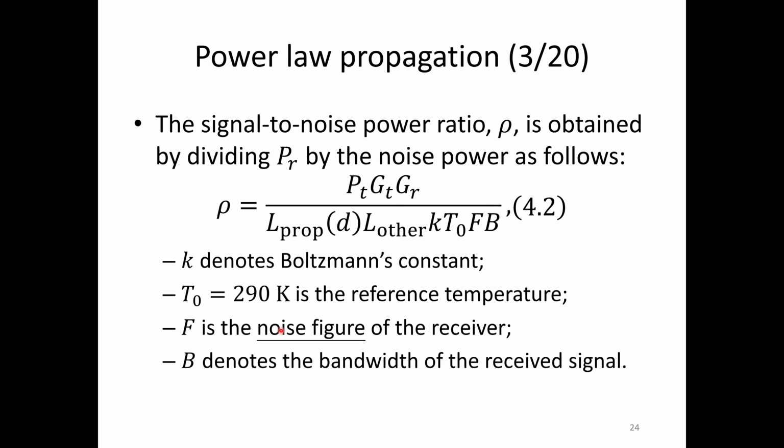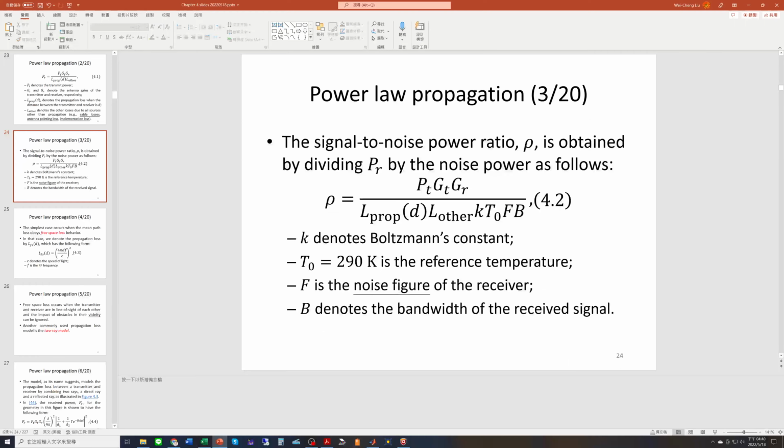Next page. The signal to noise power ratio ρ is obtained by dividing PR by the noise power as follows. ρ is equal to PT GT GR over L prop of D times L other times k times T null times F times B. Oh, the equation number is in the wrong place. Let me fix this problem.